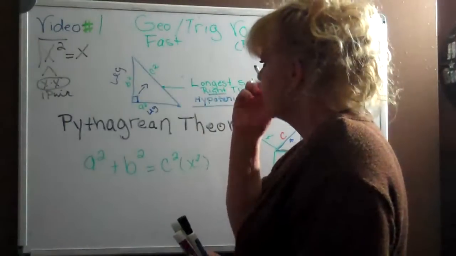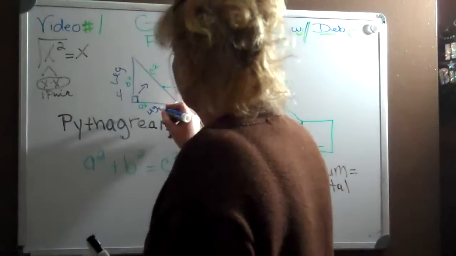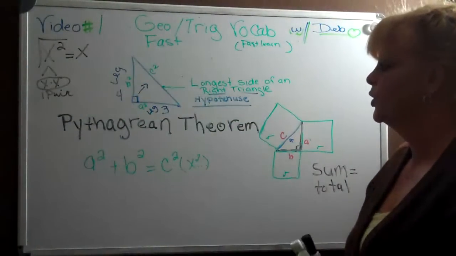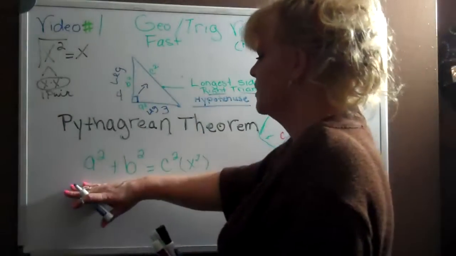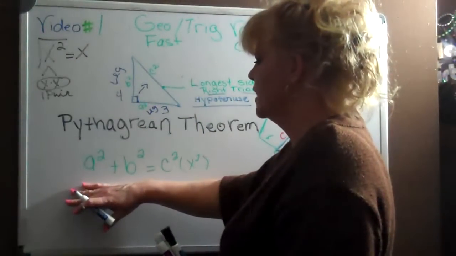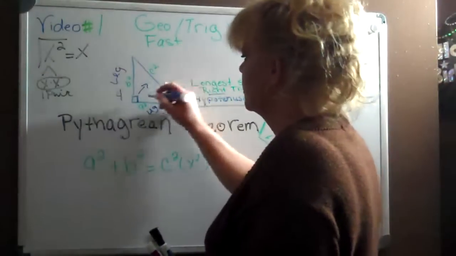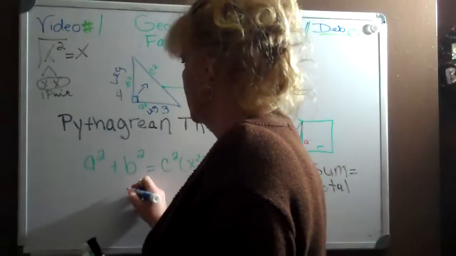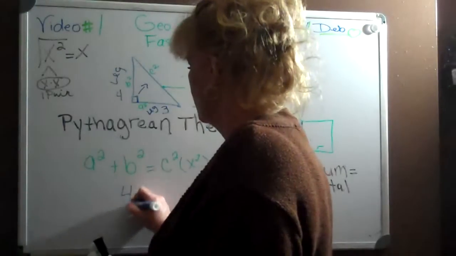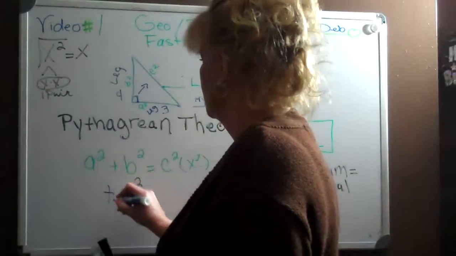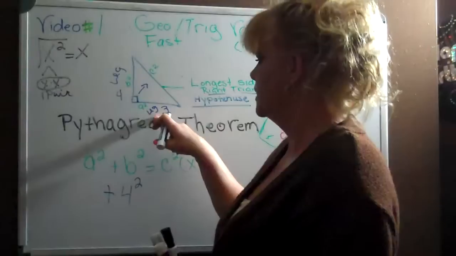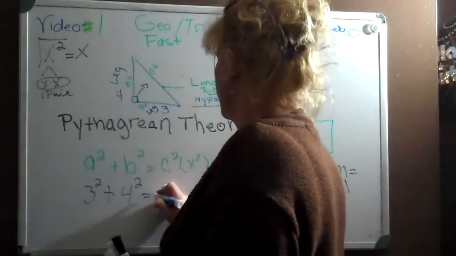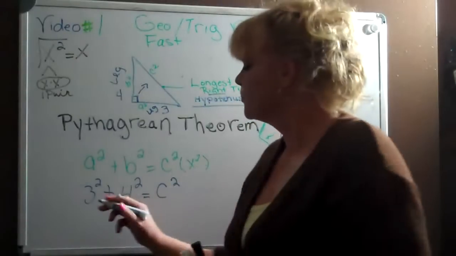Okay, now let's put a 4 here and a 3 here for the legs of this right triangle. We have the numbers that we can fill into this formula of a right triangle, except for the hypotenuse side. So if we fill in B, which is 4 squared, plus A, which is 3 squared, it's going to equal C squared.